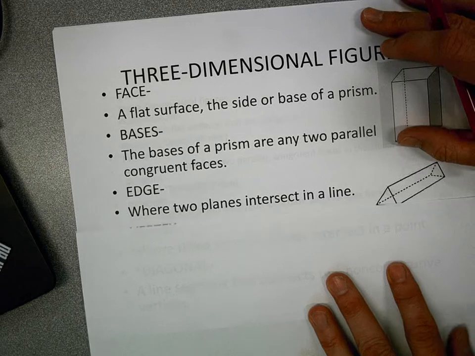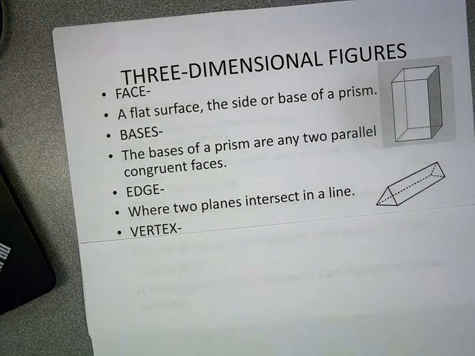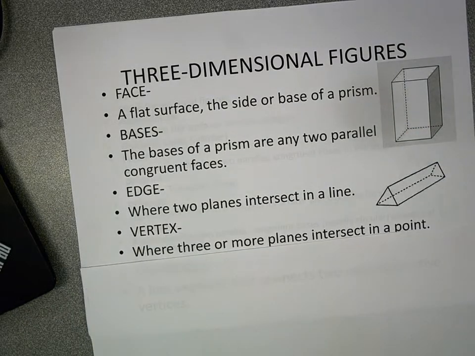All right, the next is vertex. Everyone? Vertex. So here's what a vertex is. This is where three or more planes intersect. They use the word intersect: where three or more planes intersect in a point.